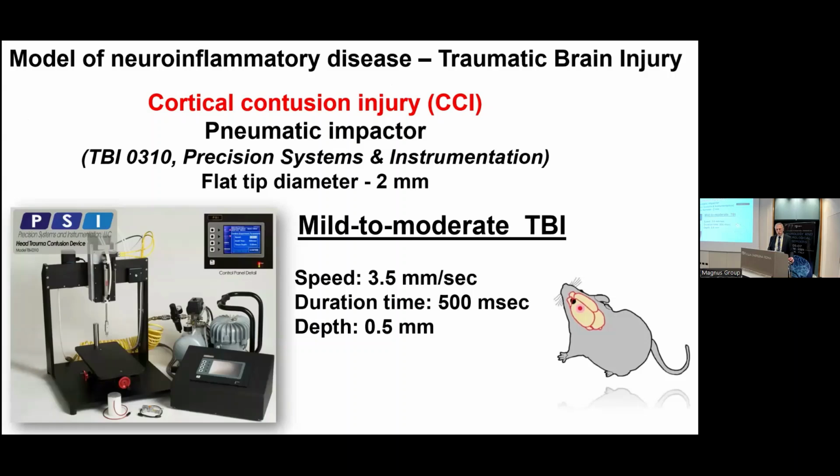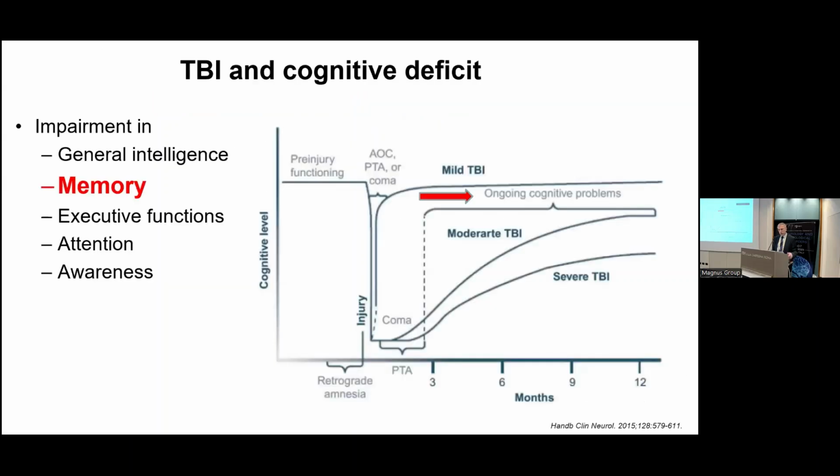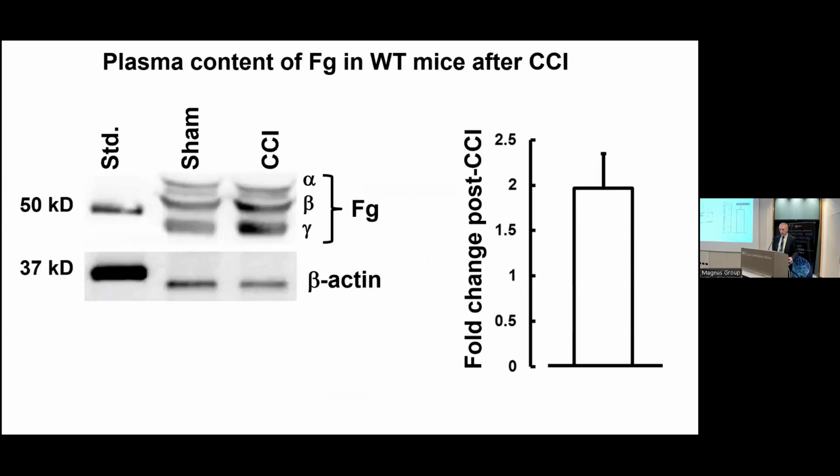As a neuroinflammatory disease, we used traumatic brain injury, and particularly the method of cortical contusion injury was used. We used mild to moderate TBI, as this is the case when we have mainly memory being affected, and it is a lasting effect, while, for example, severe traumatic injury does not affect short-term memory, at least not that much. We proved that fibrinogen concentration increases during or after CCI.